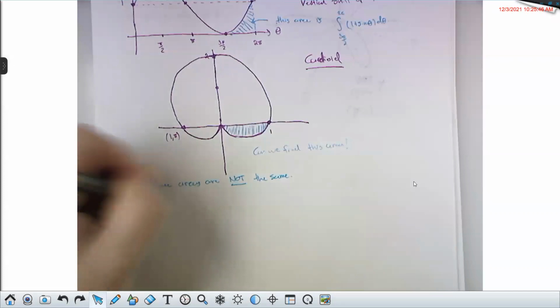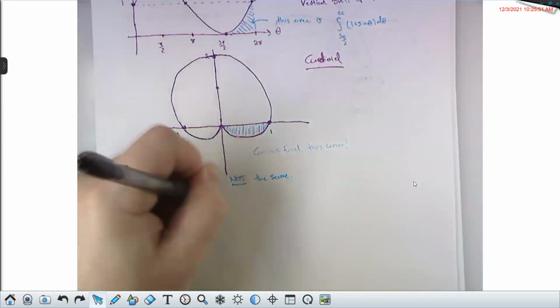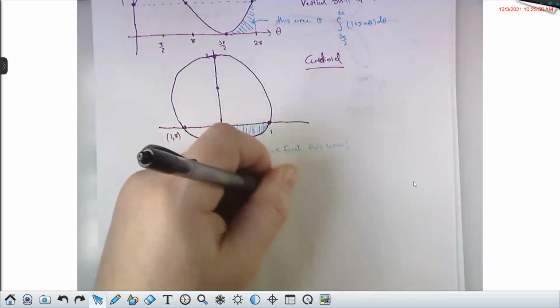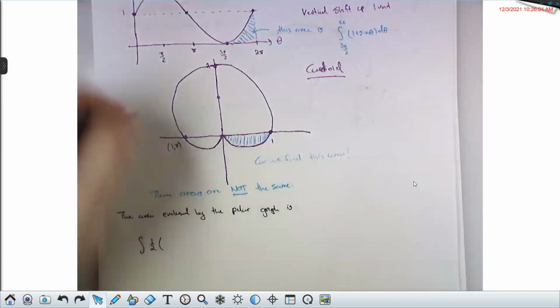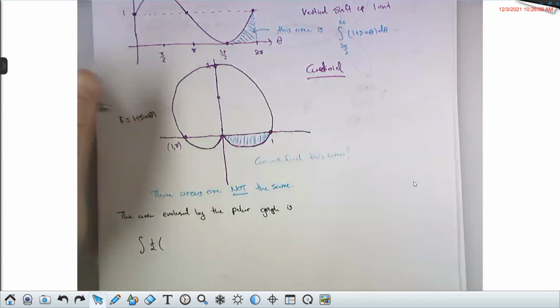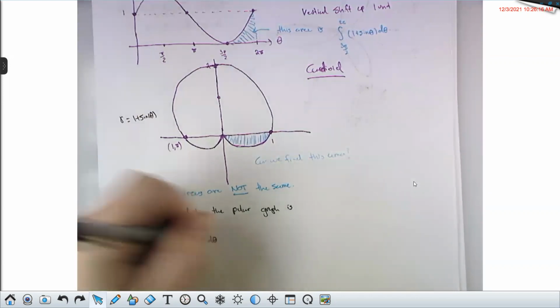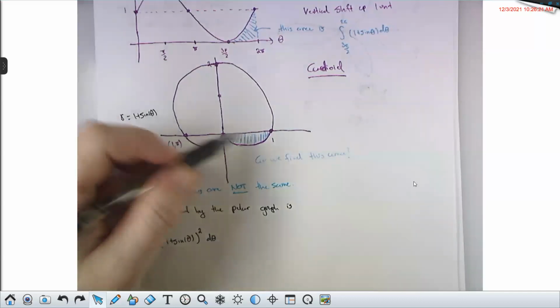The area enclosed by the polar graph is the integral of 1/2 my function r of theta. Remember, r was 1 plus sine theta. So this is 1 plus sine theta, but it goes into that formula. It's 1/2 r squared d theta. And we need to integrate from the angle here to the angle here.